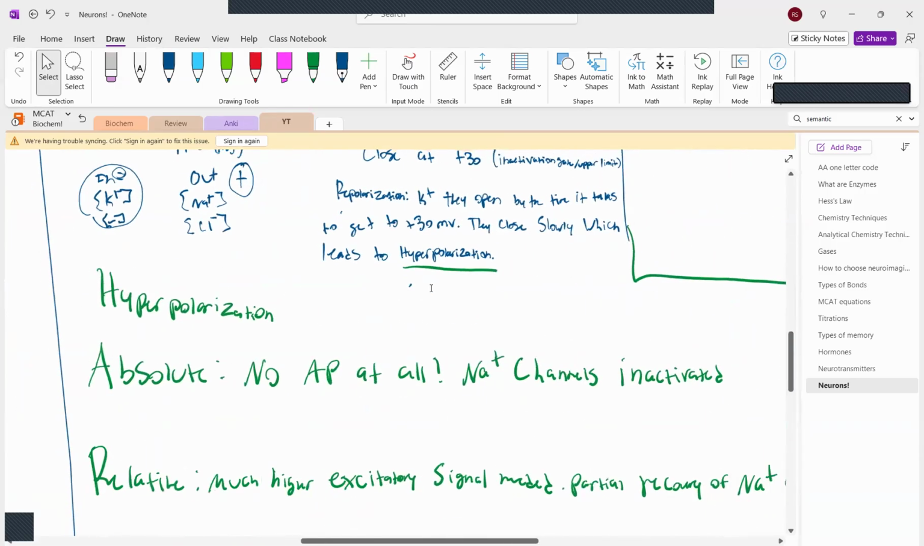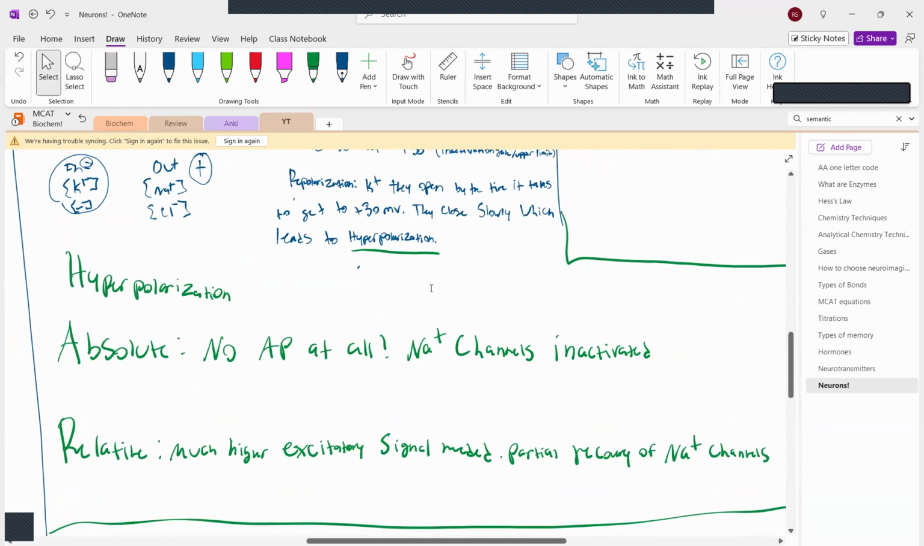So for hyperpolarization, there are two different types I want to talk about. There's absolute, which is when there's no action potential at all, because those sodium channels are fully inactivated. If the sodium channels are inactivated, then you can't have any depolarization, which is the main step after you reach that threshold. Whereas relative is when you need a much higher excitatory signal. So let's say -55 is typical, and you need to reach -40 instead.